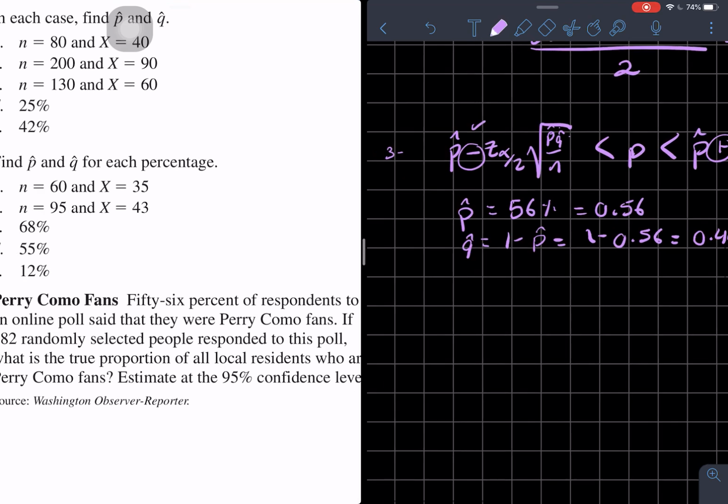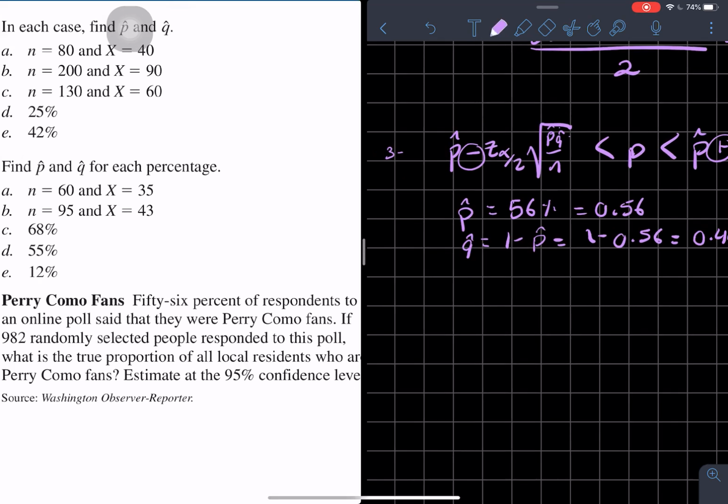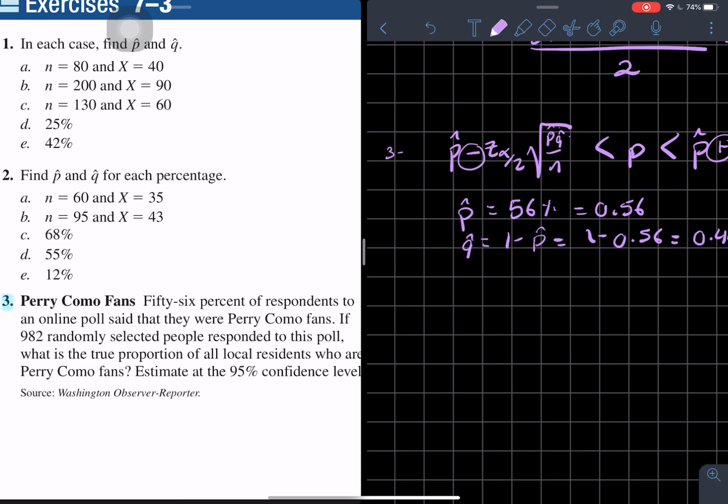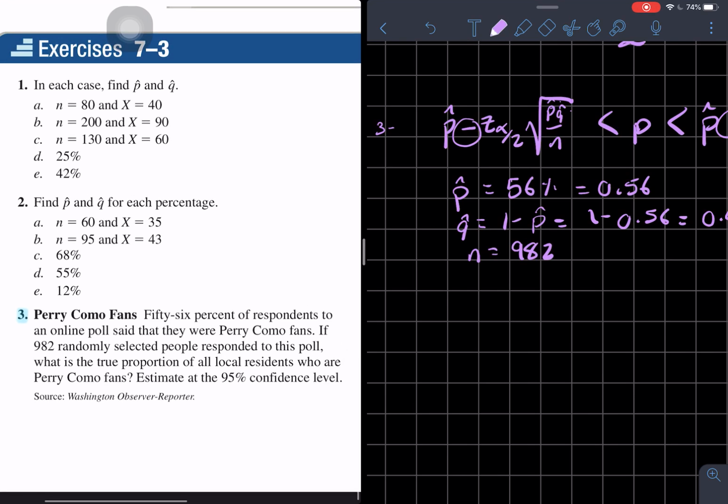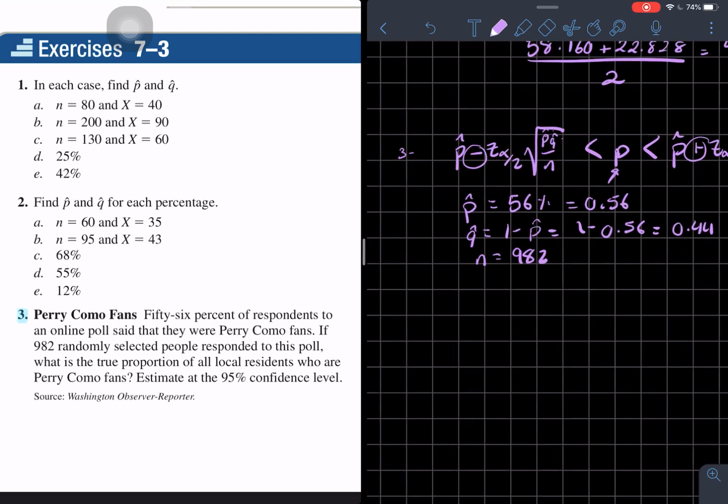Okay, so what now? What did they say? They said 982 randomly selected people responded to this poll. So our N is 982. What is the true proportion of local residents who are Perry Como fans? Okay, so now we are just estimating the proportion right here, and it says estimate at the 95% confidence level. So my confidence level is 95%. This is going to be helpful.